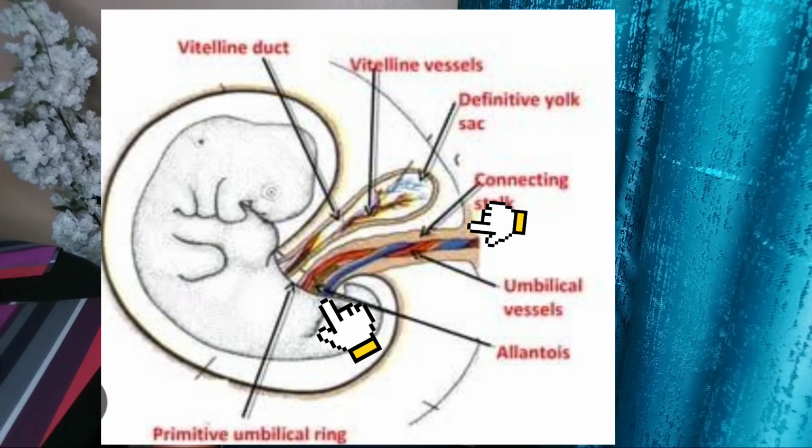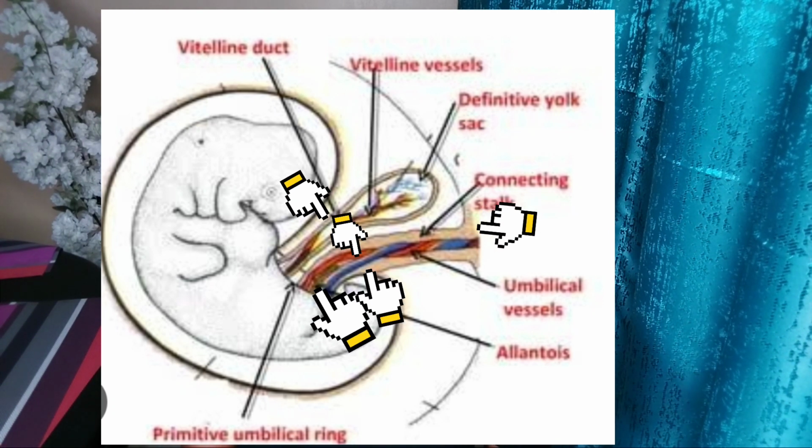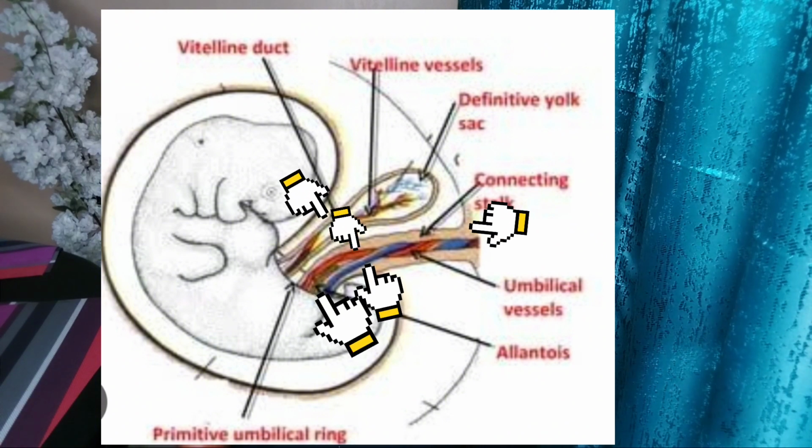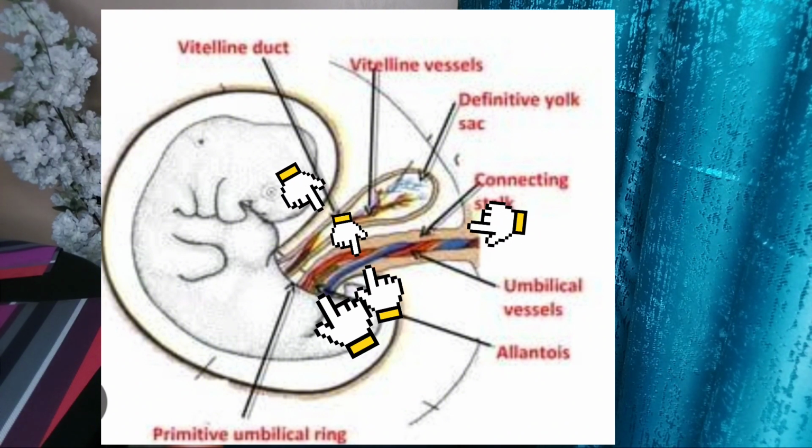These three structures that we have so far formed, that is the body stalk, the allantois or the allantoic duct, and the vitelointestinal duct, together with the two umbilical arteries and one large umbilical vein, form the entire structure of the umbilical cord.